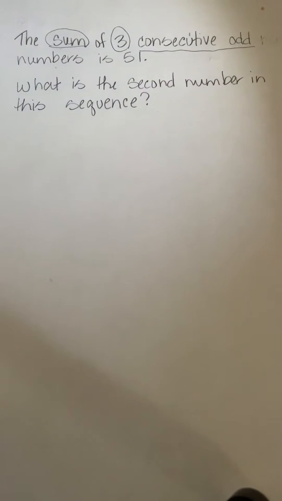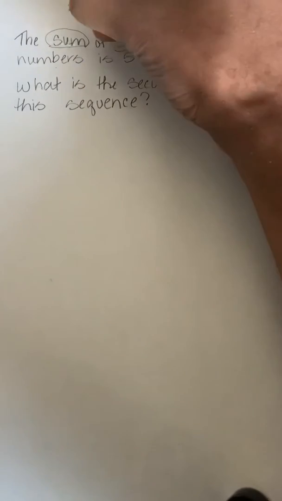All right, so in this quick video, I'm going to cover how to solve consecutive integers when you're dealing with a different limitation. This prompt says the sum of three consecutive odd numbers is 51. The most important thing to pull out of this prompt is that we're talking about sum, so that's going to give me the operation of addition.